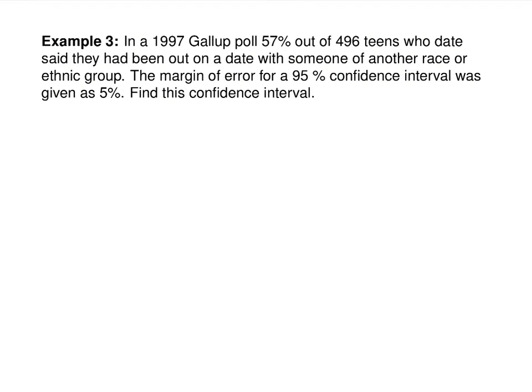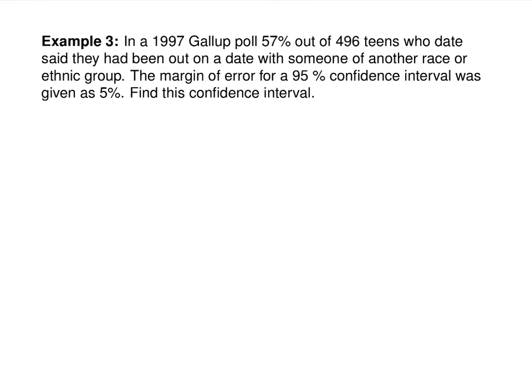So this question is quite related. Oh, this is not related. That is still a Gallup poll. This is just a quick review of how you find a confidence interval when you're given a margin of error. In this Gallup poll, 57% of 496 teens who date said they'd been on a date with somebody of another race or ethnic group. The margin of error was given as 5%. Find the confidence interval associated with that.